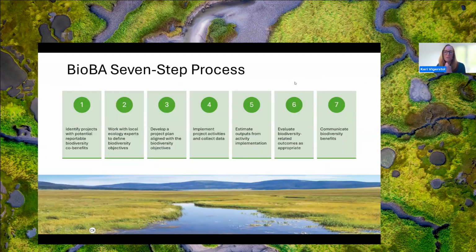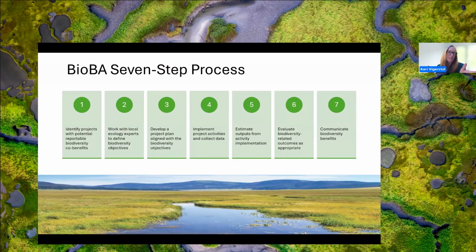So I'll just wrap up to give you an introduction to what the 7-step process is. And it's really focused on how to work through a project to ensure that we have intentional biodiversity outputs or outcomes, and that we're measuring those in the right way and communicating those in a really consistent way.